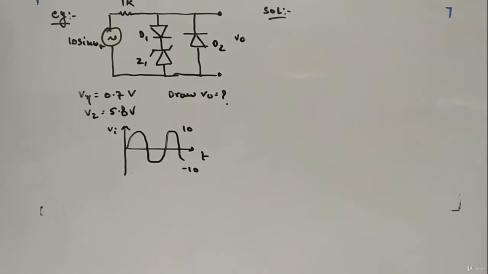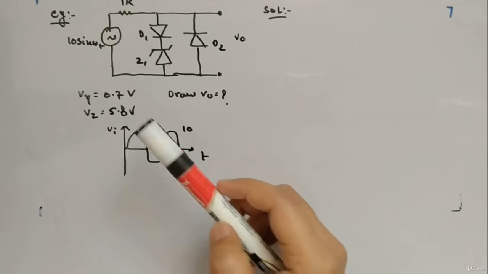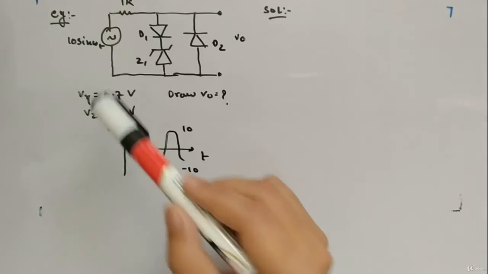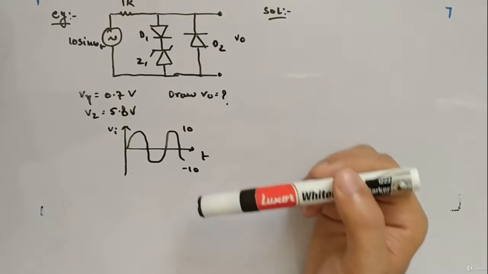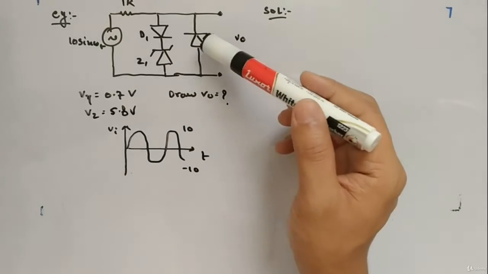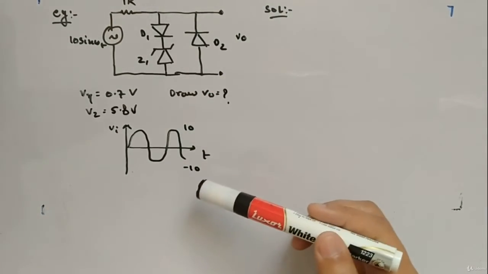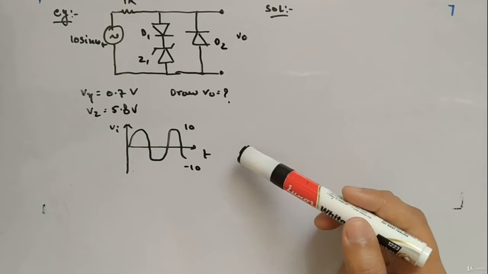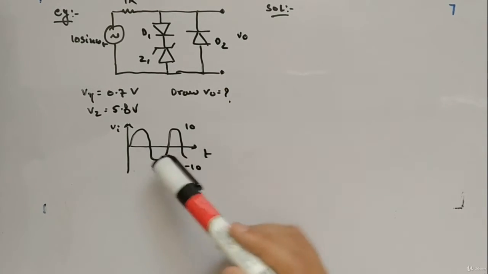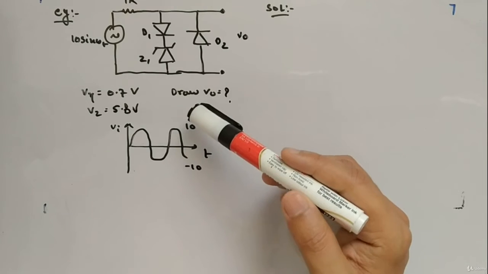Okay, so let's look at another example. Here it is given a 1 kilo ohm resistor, 10 sin omega t a sinusoidal input, diode D1, Z1 Zener diode, D2 diode, PN, PN, PN. We have to draw the V naught curve. So Vi looks like this. It goes from minus 10 to plus 10.